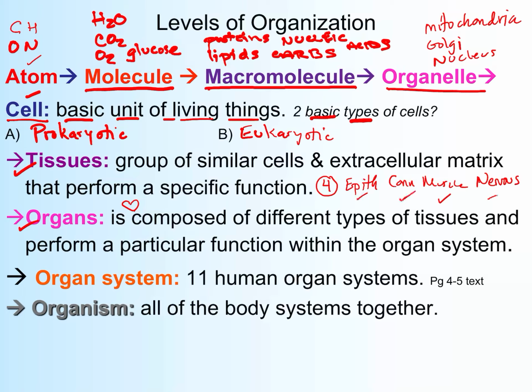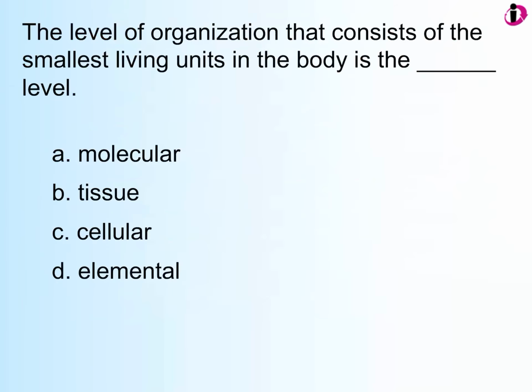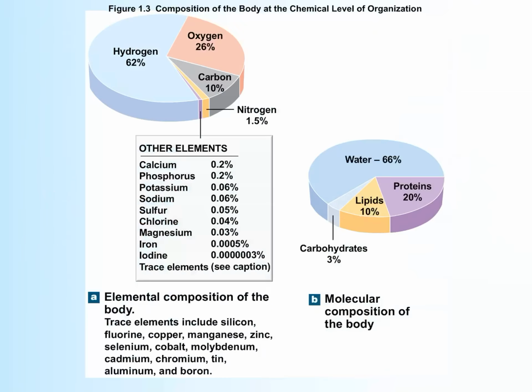Each organ also has a particular function, but it works together with other organs to form an organ system. And then the organ systems come together to create an organism. So that is the levels of organization. The question here is: a level of organization that consists of the smallest living units in the body is what level? Hopefully you put cellular, because that's correct.